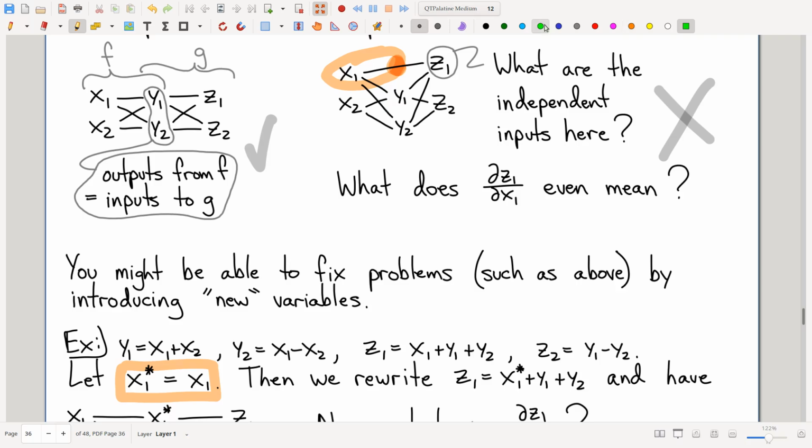Well, then now I have a composition where there's the first function, and there's the second function, and as required, what comes out of the first is what goes into the second. All good, no problem. Composition. Chain rule's fine, we're in business. Does that make sense to everybody?